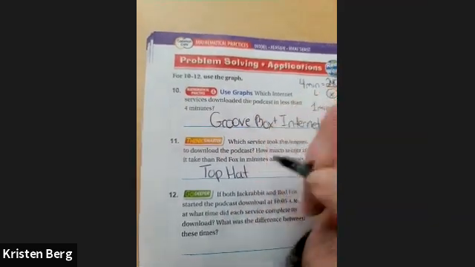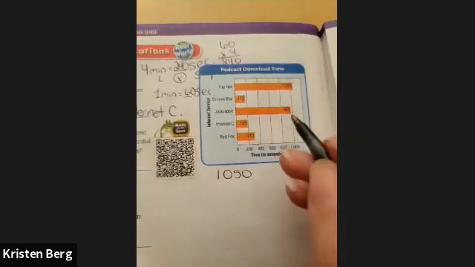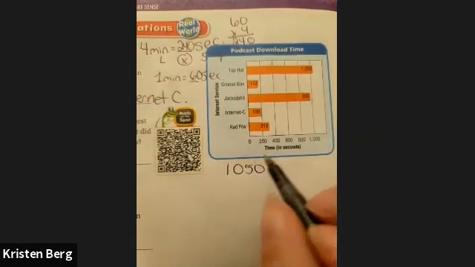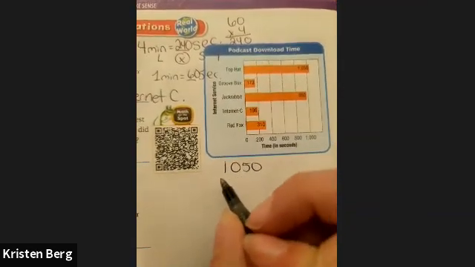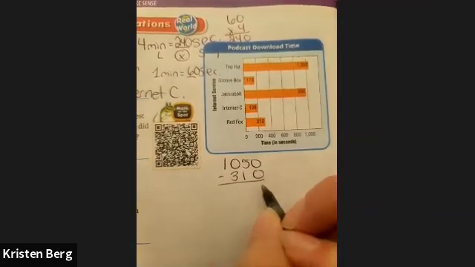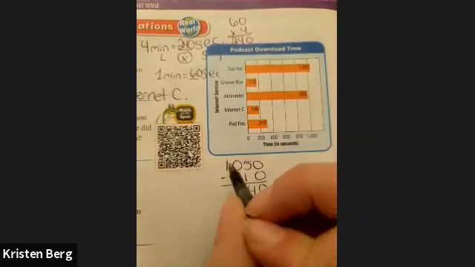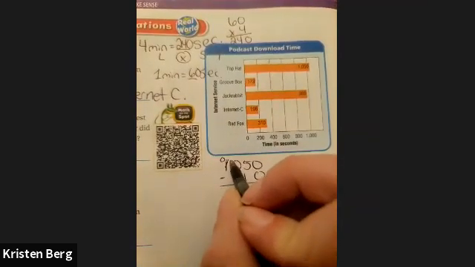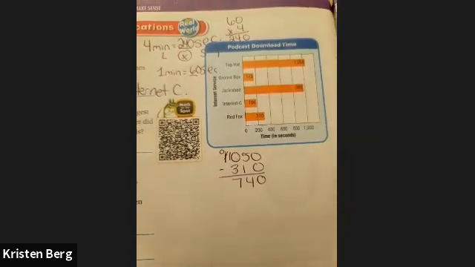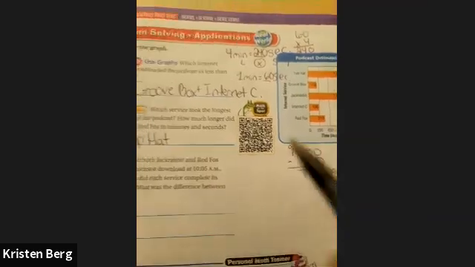The next question is, how much longer did it take than Red Fox? So Red Fox is 310 seconds. So how much longer? We have to subtract to figure out the difference here. 0 minus 3, you can't do that, so therefore, this would be 10 minus 3, which is 740 seconds. This is 740 seconds longer.